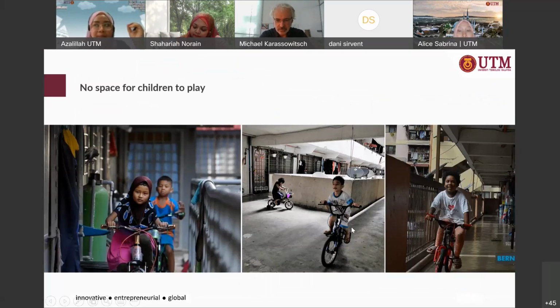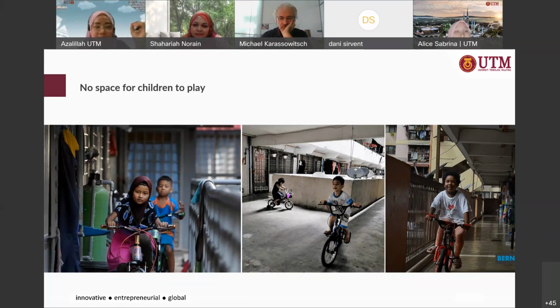And seriously, I think this year there are a few cases of children falling down from flats or any high-rise housing. There are quite a few. Last month, a child fell from the 16th story while playing, because there are no communal spaces or facilities for them to play. That's why they are playing in corridors. So that is a problem that happens.